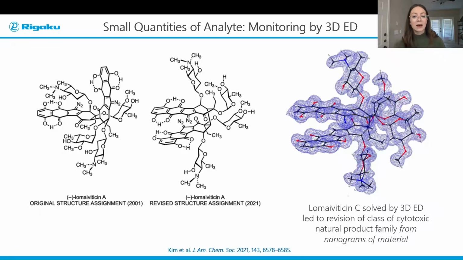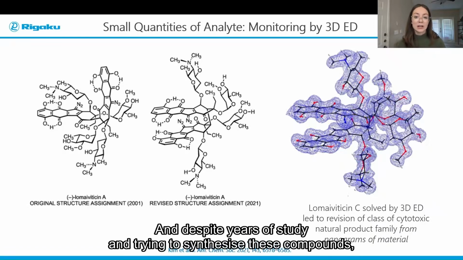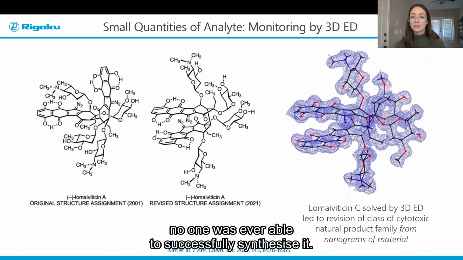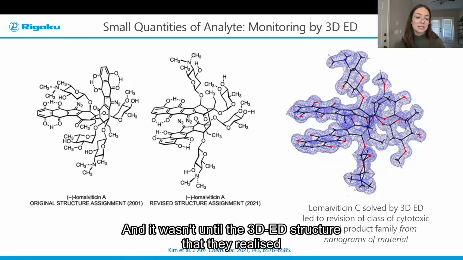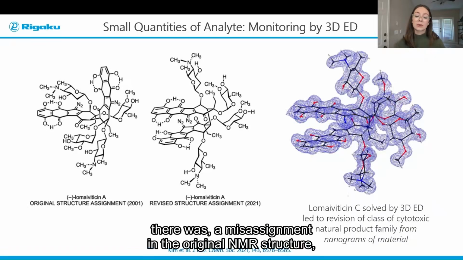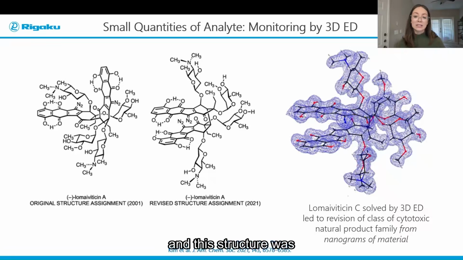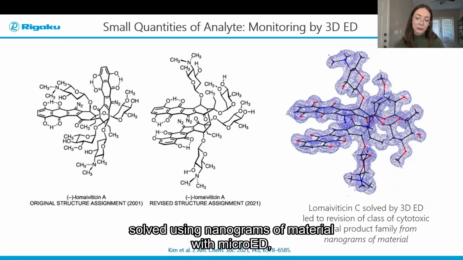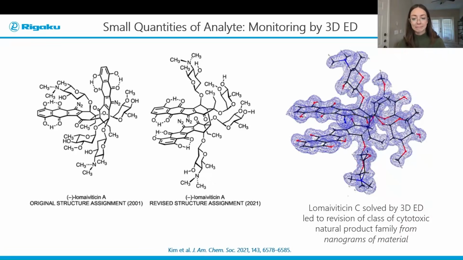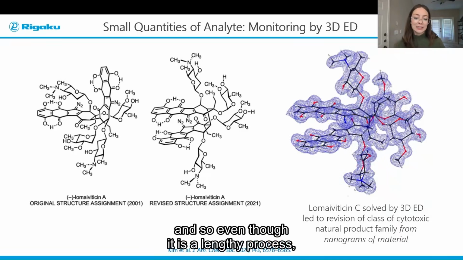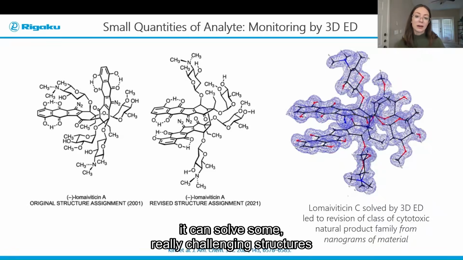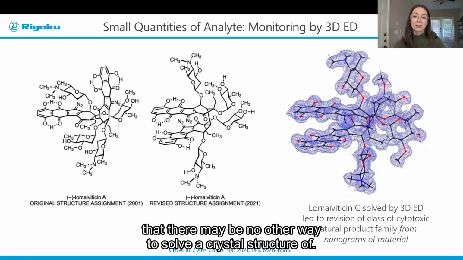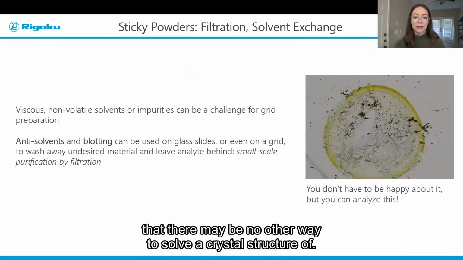NMR. And despite years of study and trying to synthesize these compounds, no one was ever able to successfully synthesize it. And it wasn't until the 3D-ED structure that they realized there was a misassignment in the original NMR structure. And this structure was solved using nanograms of material with microD. And so even though it is a lengthy process, it can solve some really challenging structures that there may be no other way to solve a crystal structure of.